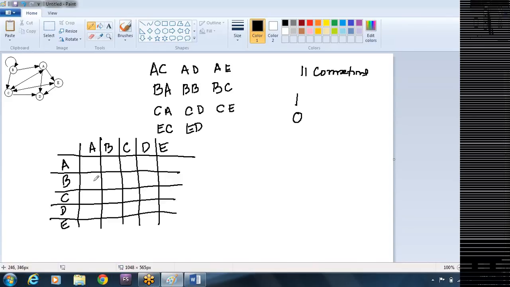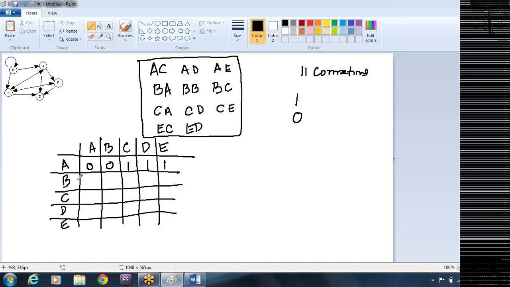Okay, so this makes your life easy. In the above findings in this box, whatever we found, there are 11 connections. So you have to see there are 11 ones. Now A to A, because there is no A to A connection, you're going to put a 0. Is A to B connected in this? No, so you're going to put a 0. Now AC, you're going to put 1. AD, you're going to put 1. AE, you're going to put 1.